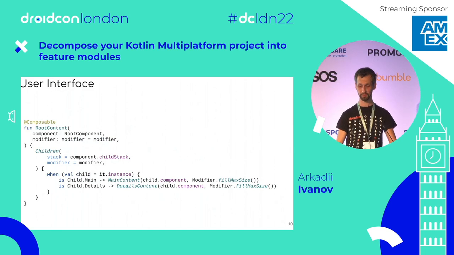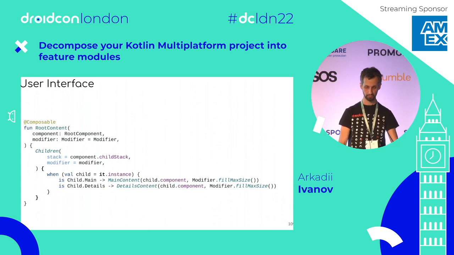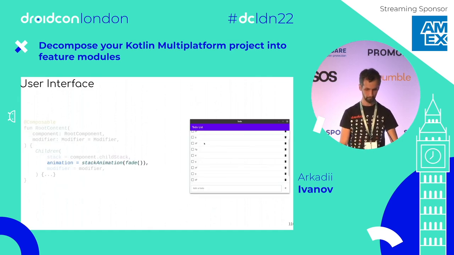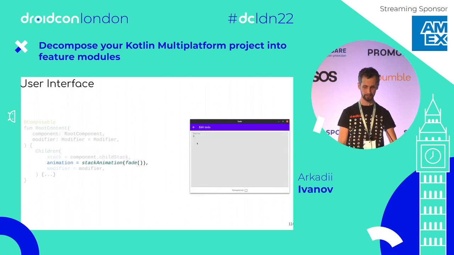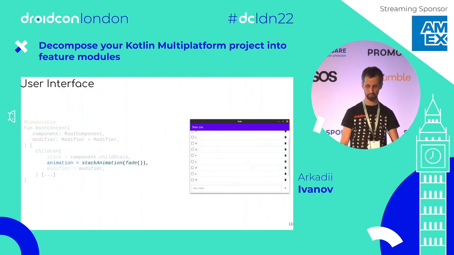And now how can we display this stack? For instance, Decompose provides the children function for Jetpack Compose that automatically displays only the active component. This is the place where we exhaustively switch the children. And it's also possible to specify different kind of animations. So there are some animations available out of the box, or you can define your own. For example, this is a sample crossfade animation.